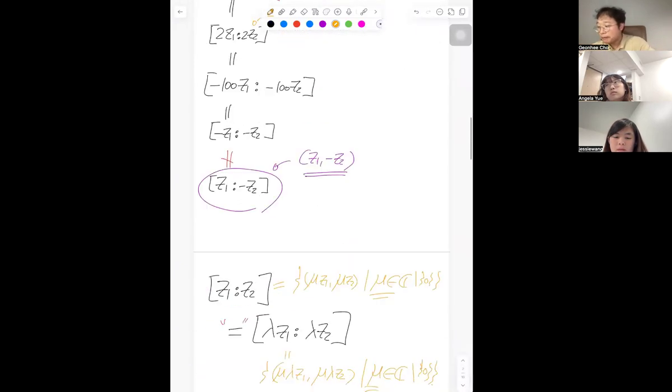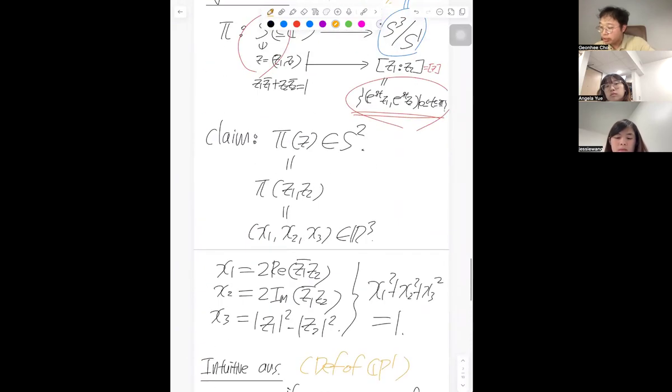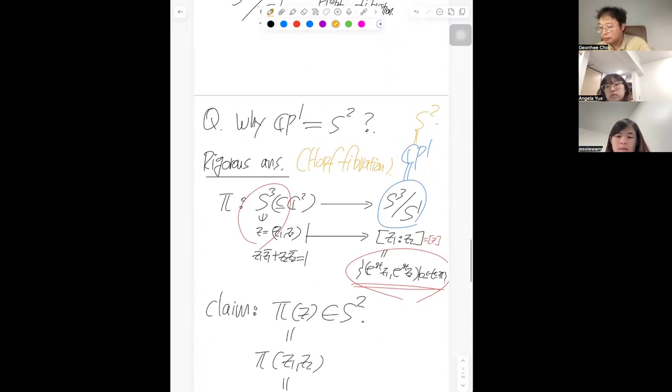That gives us the map from S3 to S3 quotient by S1. Let me just simply say from now on, S3 to CP1. Is that okay with you? CP1, its definition is S3 quotient by S1. Then we know that CP1 is just S2. So the Hopf fibration gives us the map from S3 to S2. And this S2 is the definition of the Bloch sphere. Is that okay with you?